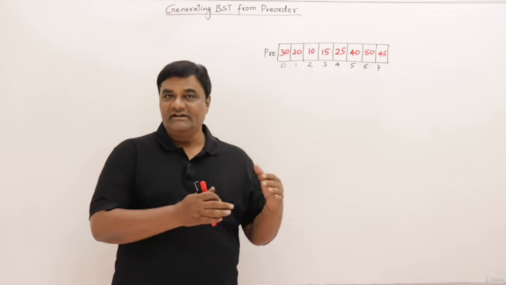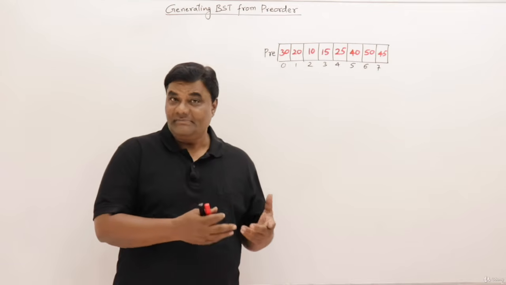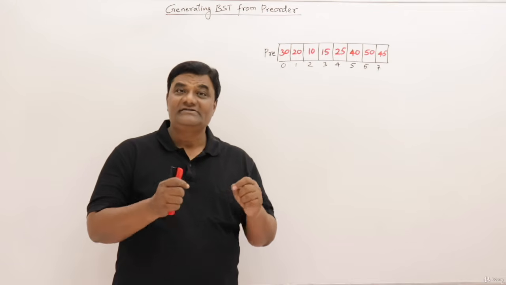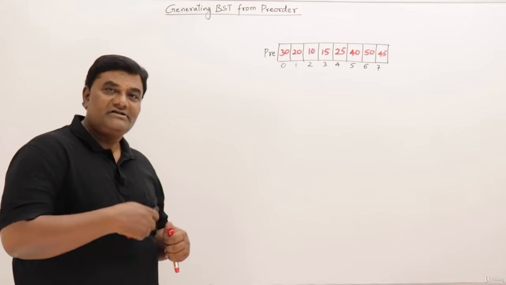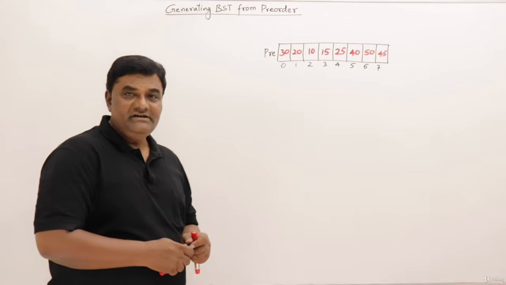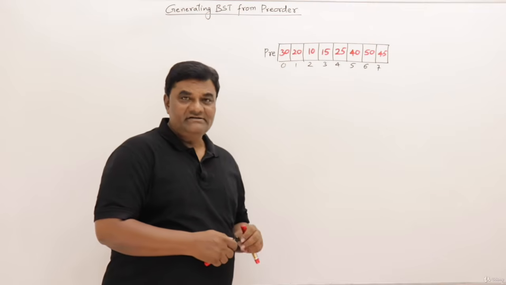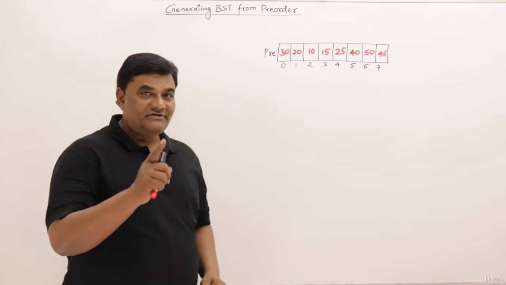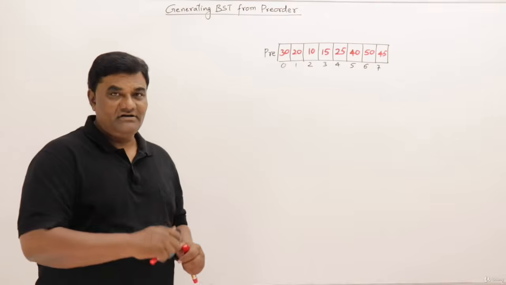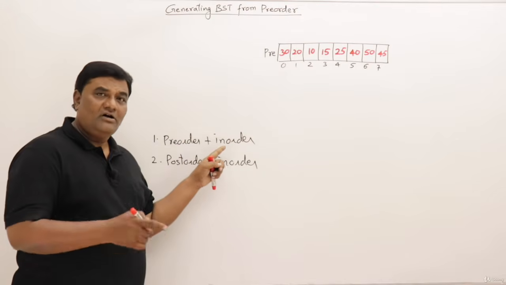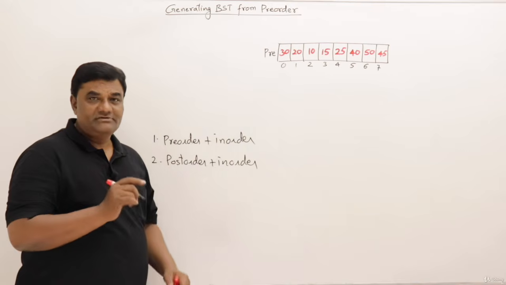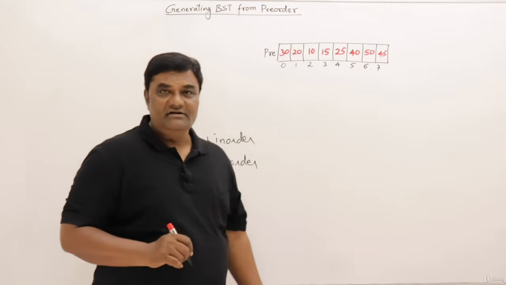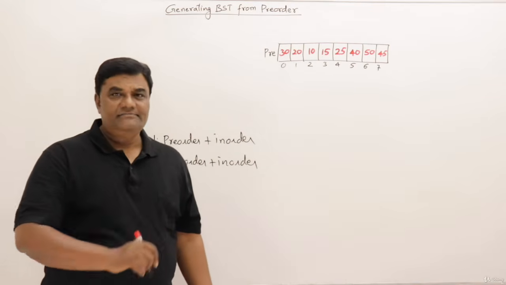A similar topic we have studied in binary trees, just binary trees, but these are binary search trees. And in binary trees we studied that for generating a binary tree we need any two traversals, and among that one of the traversals must be in order. Pre-order plus in order or post-order plus in order. Any one of these combinations must be given, then only we can generate a binary tree.